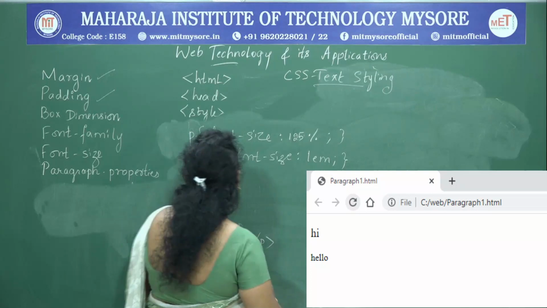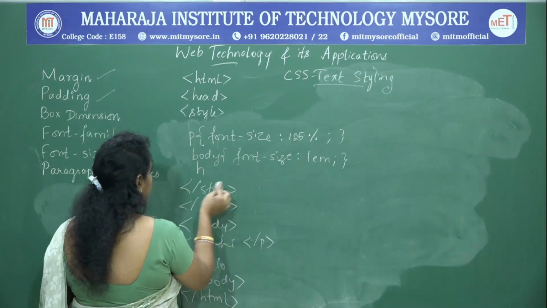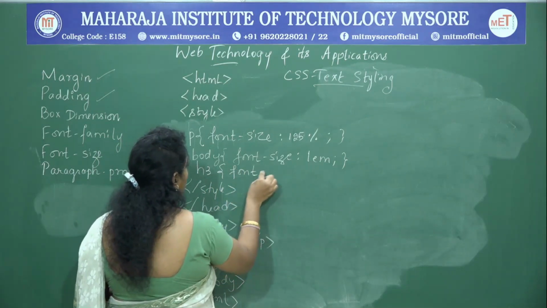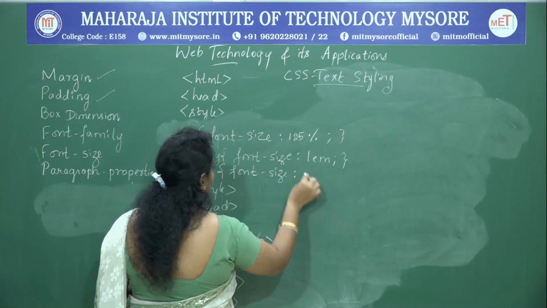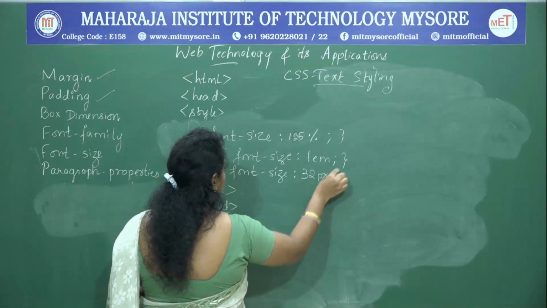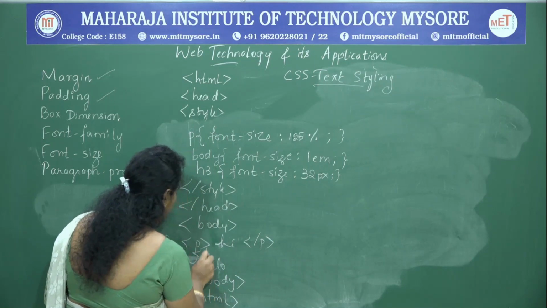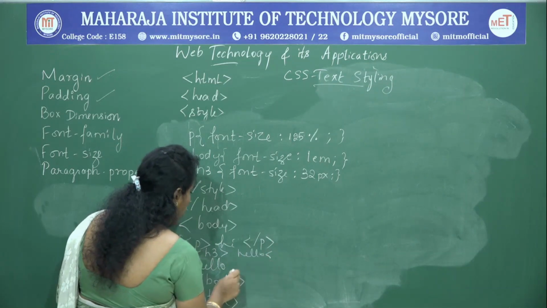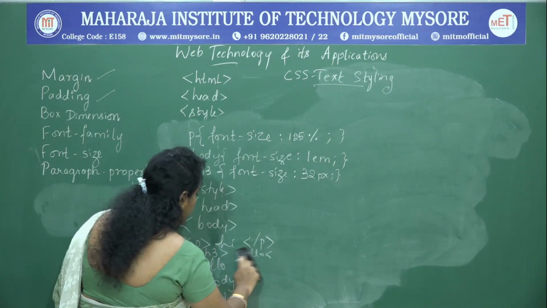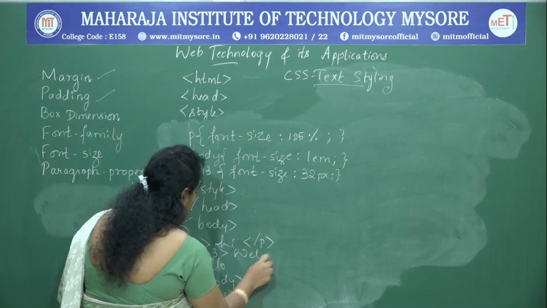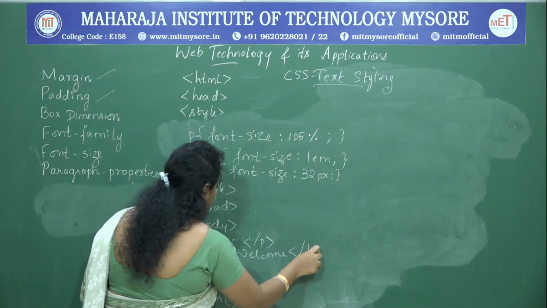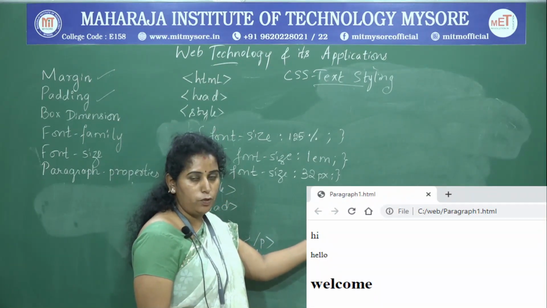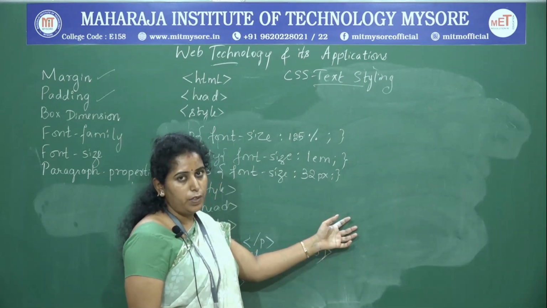Okay, so now let me take another example, that is H3. H3 font size I am giving 32 pixel. So now here I will print a message H3 and I will give hello. Hello is already printed, right? I will give welcome, close H3. So now let me run the program, so you can clearly notice the difference in the output.